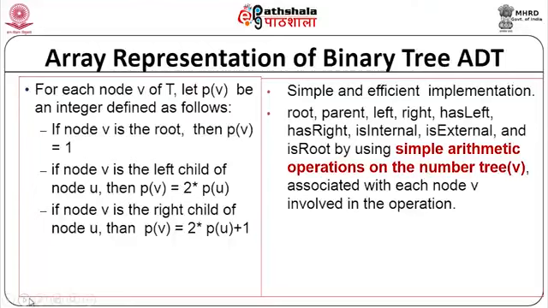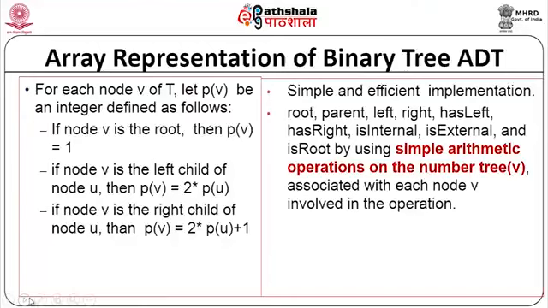So, 7 by 2 is 3, and if I want to find the parent, that is, if I want the left and right children, it is just 2 into 3 and 2 into 3 plus 1. For left, you calculate the position and find whether it is occupied. Similarly, for internal, I have to find the position again and see whether it is occupied. If the child is occupied, then it is internal; if the child is not occupied, it is an external node. Root should be 1 only.